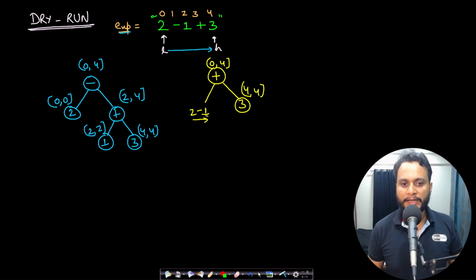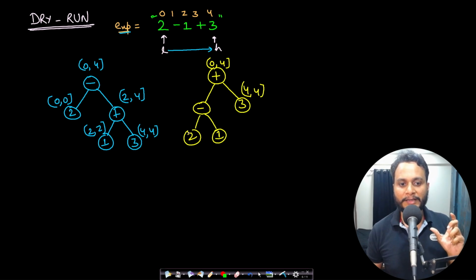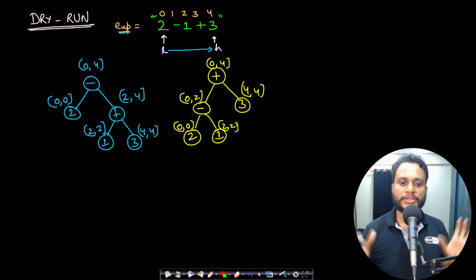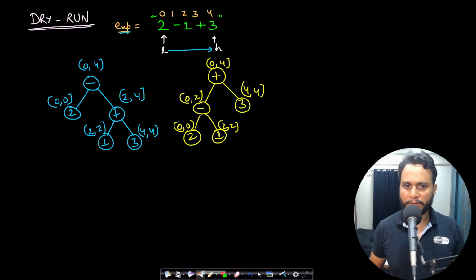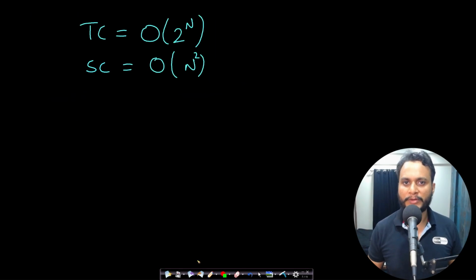Now I will be iterating and dividing at minus. So if you happen to do that, then you will have a minus here, and again 2 on the left side and 1 on the right side. This minus will be calculating the result of 2 minus 1, which is in the range of 0 to 2. 2 is in the range of 0 to 0. 1 is in the range of 2 to 2. So this will be the ranged sub problems which you can see in this case based on the previous explanation of how we are going to break the expressions, right? So I hope now you have understood how we are going to solve it by recursion.